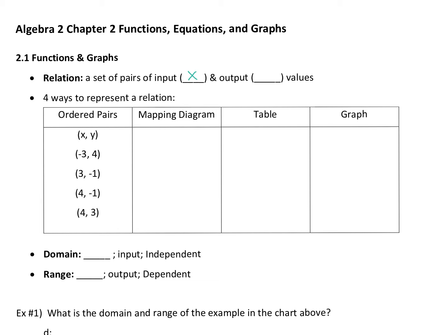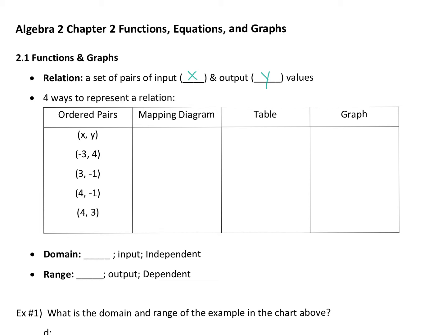Yeah, input is the X. What are you putting into it? That's your X. Your output is what you're getting out of it. That's your Y. Okay, so input X, output Y. And there's 4 ways that we're going to represent a relation. Okay, it's a relationship between these two things.